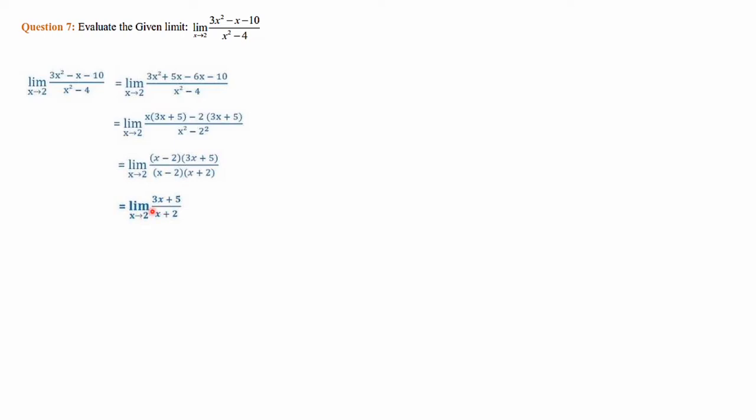Now we can substitute, there is no problem because indeterminate form will not come. Putting x is equal to 2, 3 into 2 plus 5 divided by 2 plus 2. That is equal to 3 into 2 is 6, 6 plus 5 divided by 4, which is 11 divided by 4. So the value of the given limit, limit x tends to 2, 3x square minus x minus 10 divided by x square minus 4, is 11 divided by 4.